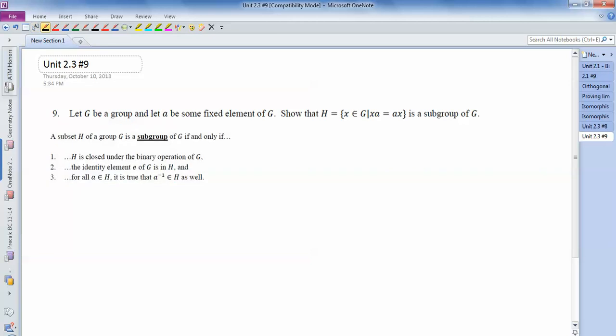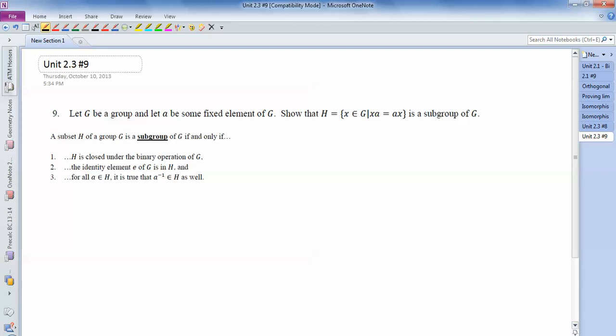So in this one, you take any element x in G, and if you can take xa times ax, where a is already fixed, then that x belongs in this subset. And we're trying to prove that this subset is a subgroup. So let's take a look at how we do this.